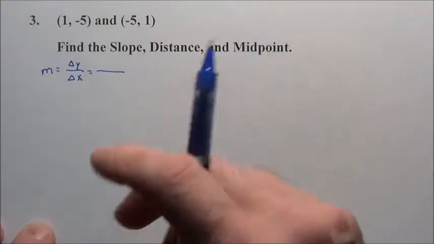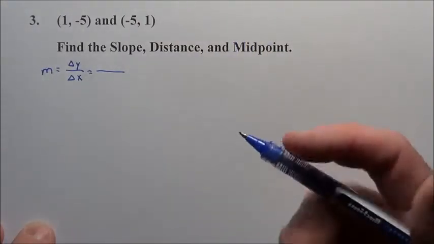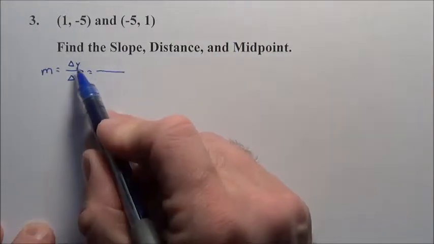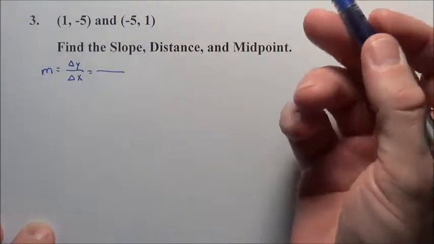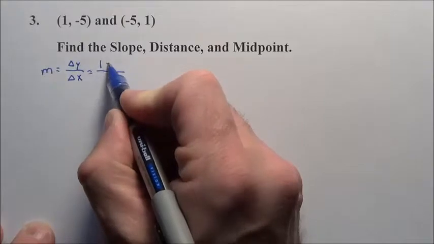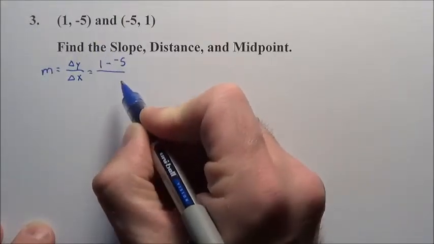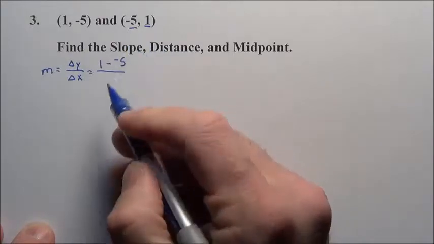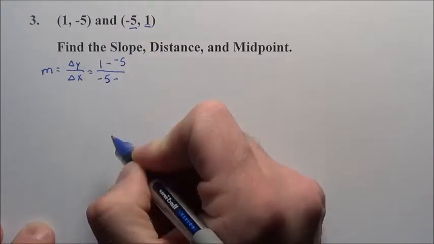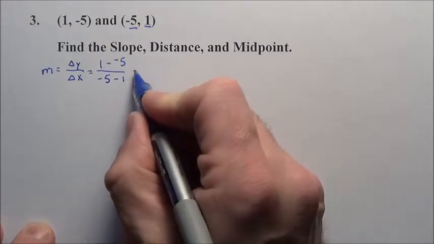Slope is always a fraction or a number answer. It is not an ordered pair. So let's subtract my Y's. Do you want to do 1 minus negative 5 or negative 5 minus 1? It doesn't matter. I'm just going to go 1 minus the negative 5. Now the key is, since we started with this Y, we must start with that X. I don't have an option. Negative 5 minus 1.